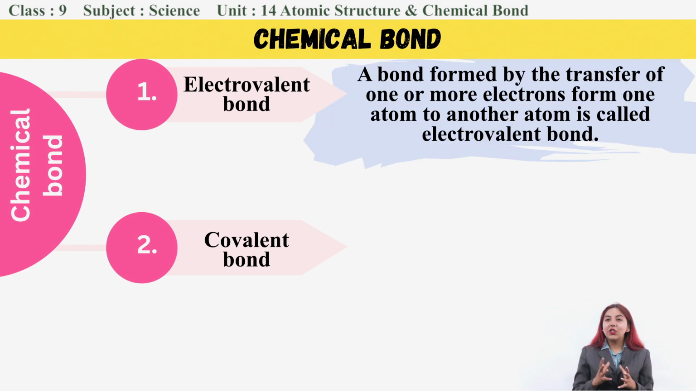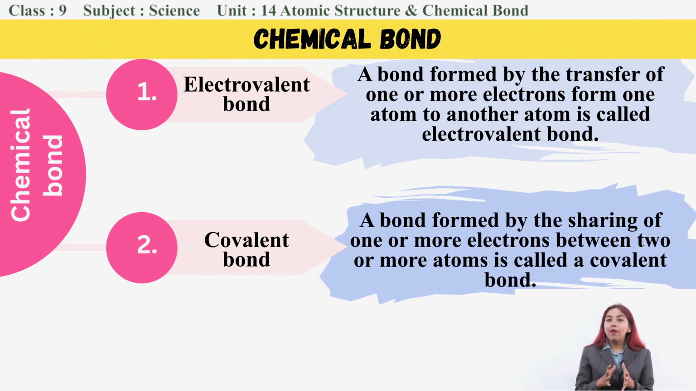Electrovalent bond was formed by transfer of one or more than one electron from one atom to another atom. That type of bond is known as electrovalent bond. Whereas covalent bond was the type of bond that was formed by sharing of one or more than one electrons in the outermost orbit with one or more than one other atoms, and it is known as a covalent bond.